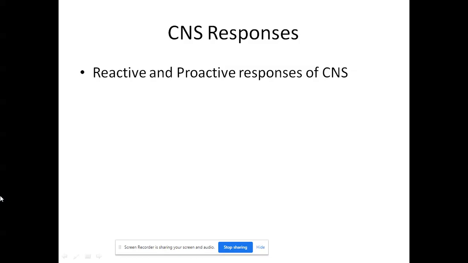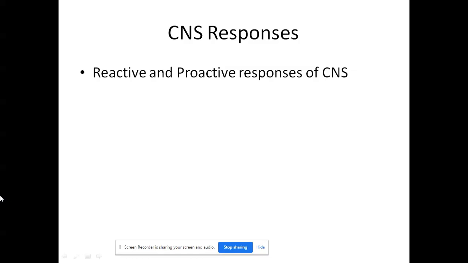Even if you withdraw your foot from the thorn, you are still capable of maintaining balance. That response generated by the CNS in order to maintain balance is known as the reactive response of the CNS for providing balance to the body. Let this example be static or let this example be dynamic.